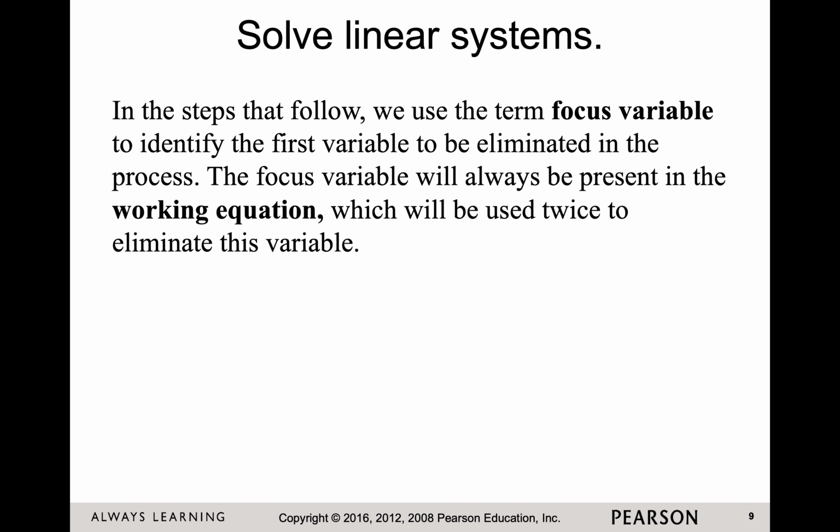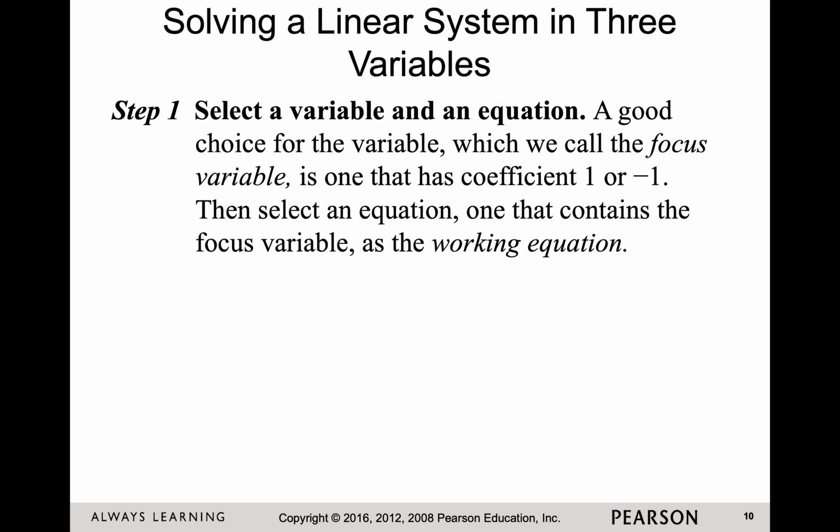So the way you're going to do this is you're going to work to solve the linear system by similar methods to what we did with the 2x2 systems. We're going to use what we call a focus variable, and that's the first variable to be eliminated. We want to work smarter, not harder, when we're choosing which variable to eliminate. So we're going to select a variable and an equation to work with. The good choice here is one that has a coefficient of 1 or -1. So we're wanting to work smarter, not harder.